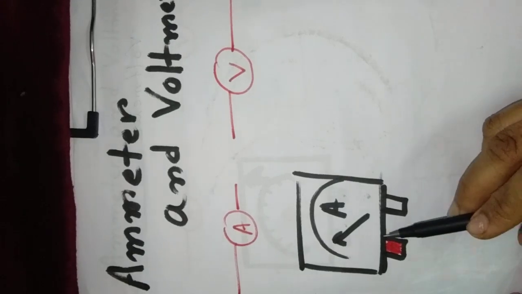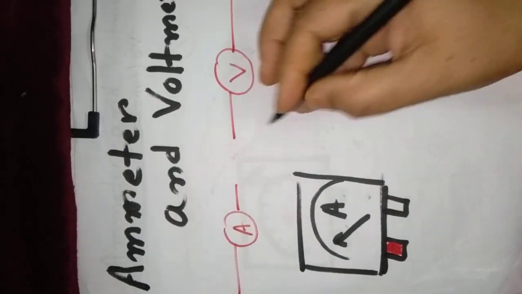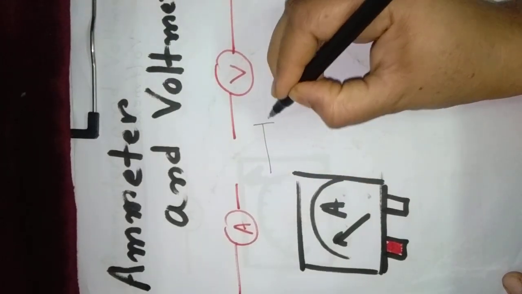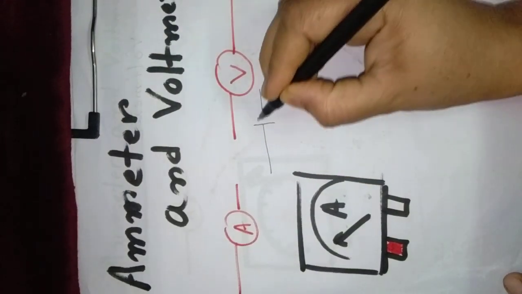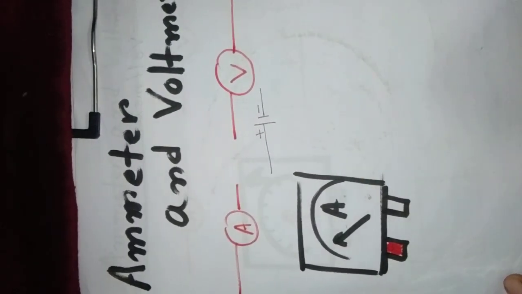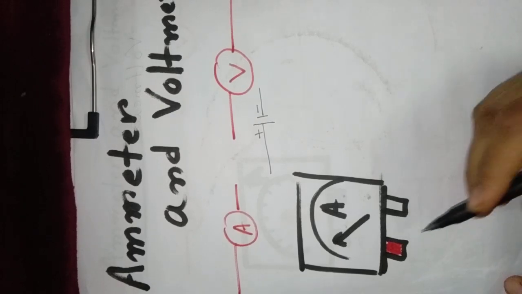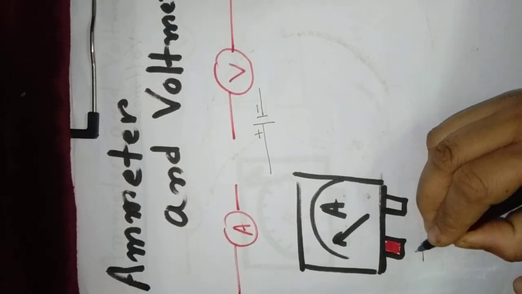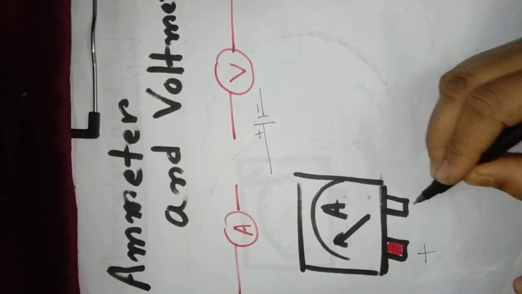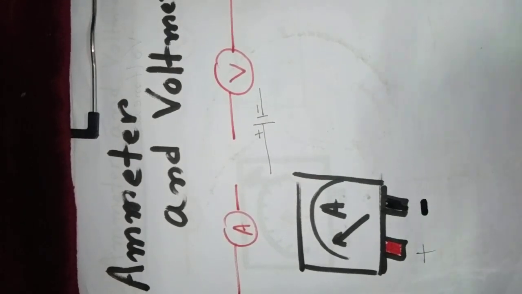Look, there are 2 terminals on this ammeter, like a cell. You know what a cell is? In a cell there are 2 terminals, one is the positive terminal and another one is the negative terminal. Like that, in the ammeter also there are 2 terminals. One is red colored, that is the positive terminal, and another one is black colored, that is the negative terminal.